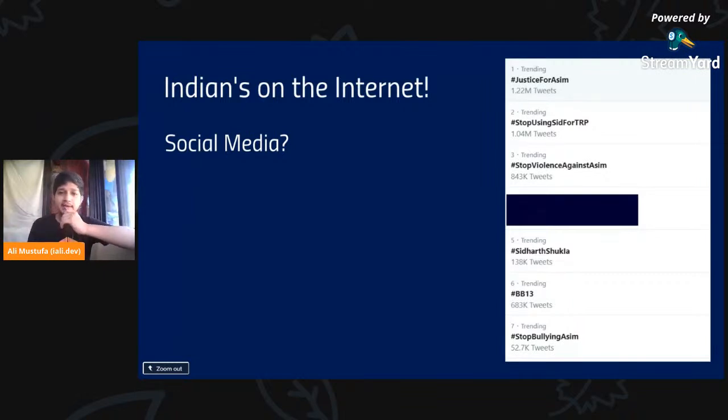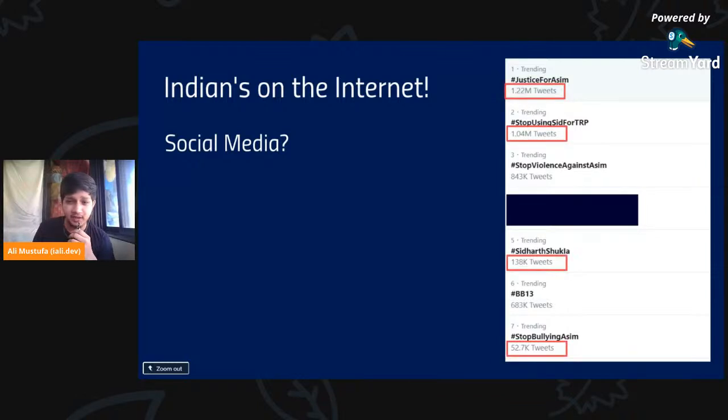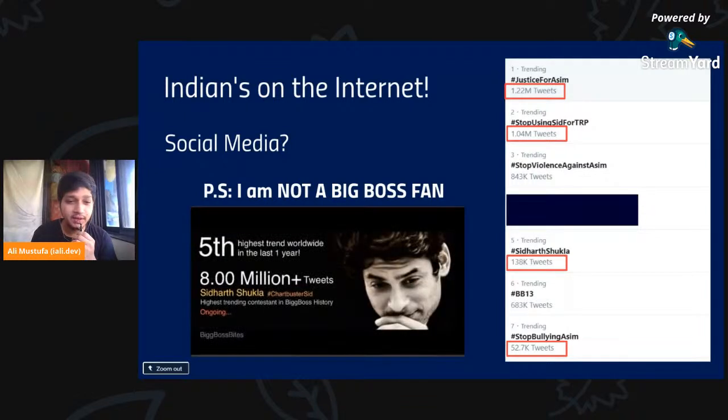Okay. And the second aspect is understanding the audience, how Indians react on the internet, or how our population is using the applications. If you see social media, this is a snapshot of Twitter. These are the number of tweets, like 1.2 million, 1.4 million tweets, and these are just for a stream or show using it for TRP. Now, I am not a big fan of Big Boss, but these are the trends of Big Boss when it was running.